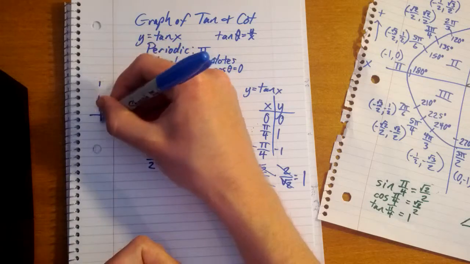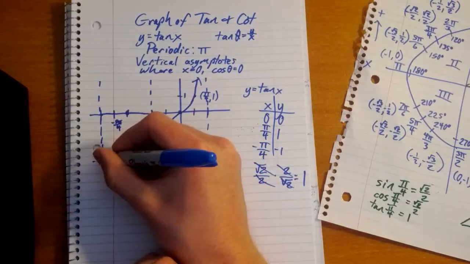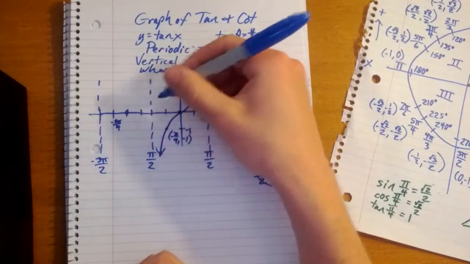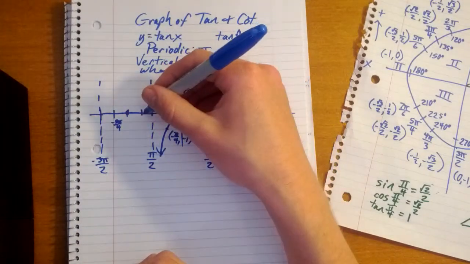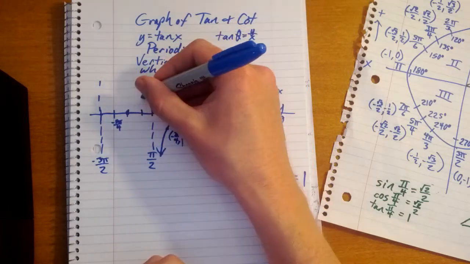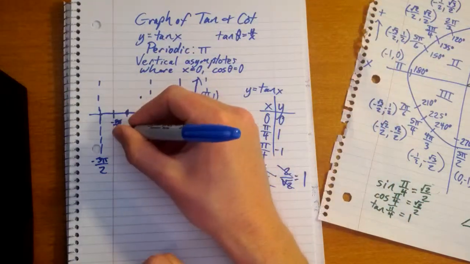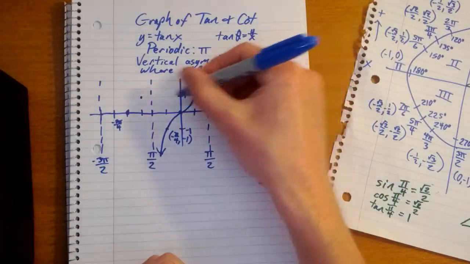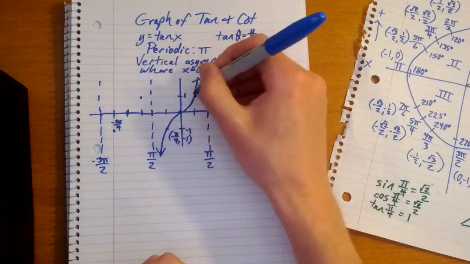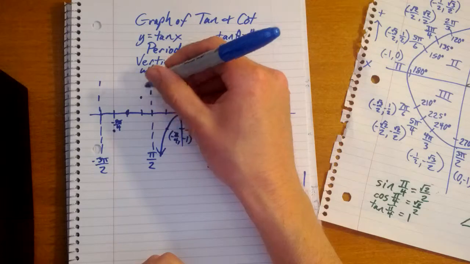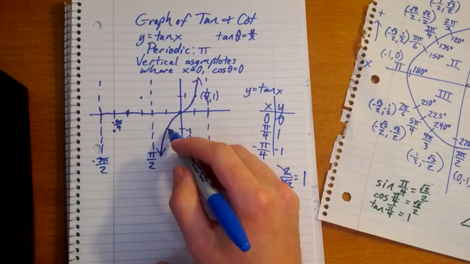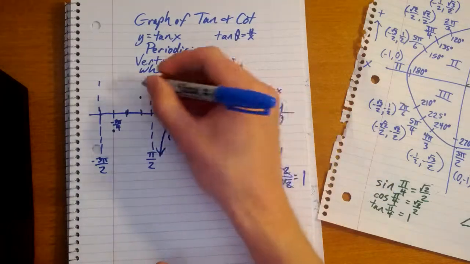So this is our next vertical asymptote. It's negative 3 pi over 2. And we'll have a point here. This should be, I believe, negative 3 pi over 4. So, and then the fact that it's periodic, we could put that there, have a point here, we'll have a point here. So this is pi away from this, is pi away from this, is pi away from this, is pi away from this, and so on and so on.